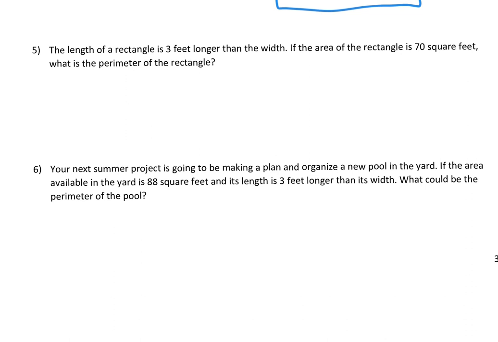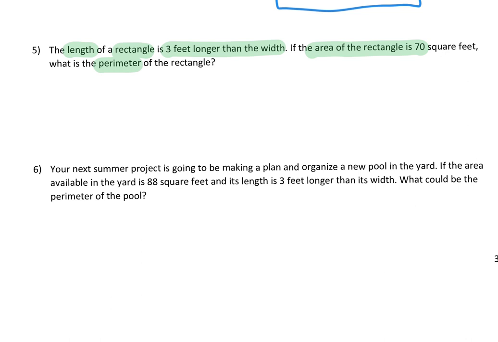So we have some key information here. We know we have a rectangle, and the length and the width have a relationship. We know the area is 70 square feet, and they want us to find the perimeter. Okay, the reason we ask for the perimeter is so that we can use this on a multiple choice question.